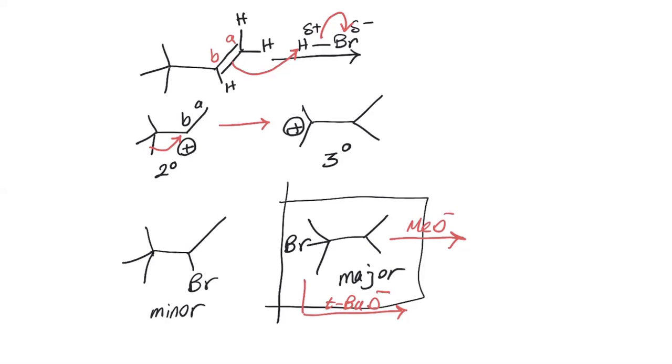E2. And is the product for methoxide Zaitsev or Hoffman? Z for Zaitsev, H for Hoffman. Zaitsev. So this is the major product of the first reaction. And the second reaction, is it Hoffman or Zaitsev? Hoffman.